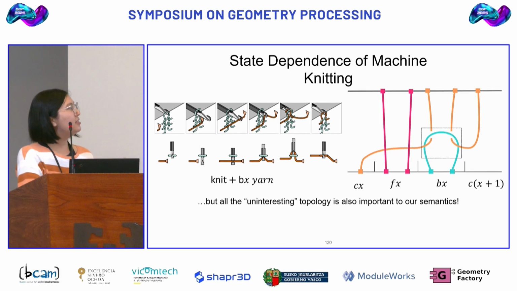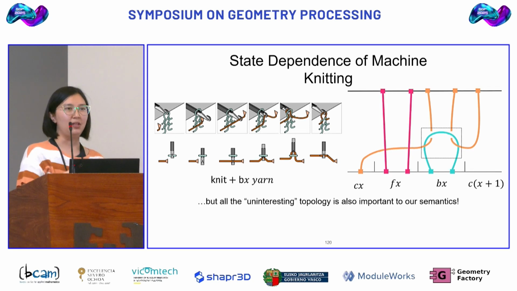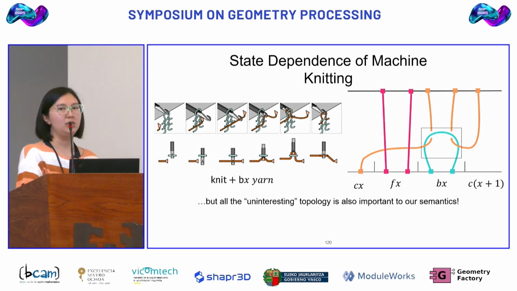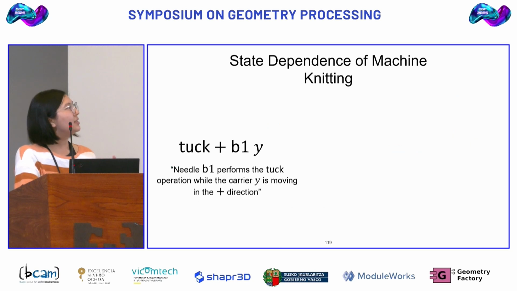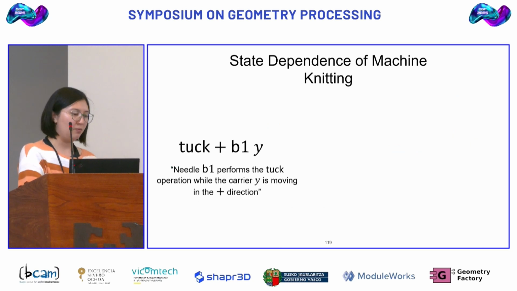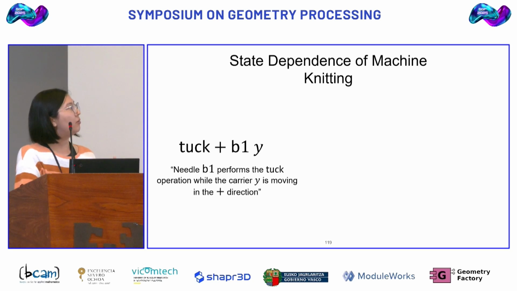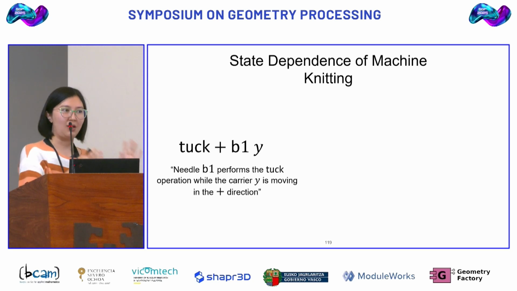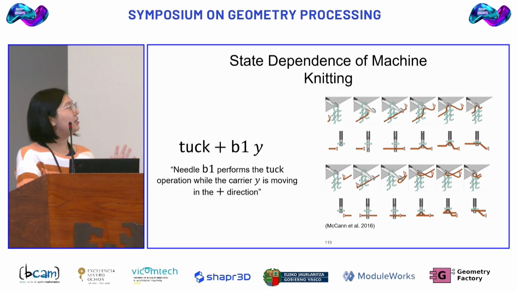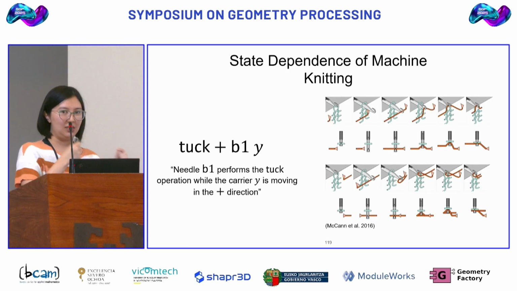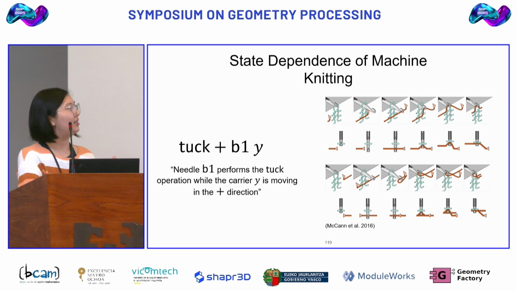But despite that, we still care a lot about the uninteresting topology, where nothing has necessarily changed, right? If I show you an object that is only like 3 loops wide versus 5 loops wide, those would be different from each other. So essentially, the semantics does depend on the underlying state of the machine. And perhaps even more tricky is that the way the knitting languages are specified is that there's additional state dependence, where because these operations are describing what the machine should do, depending on how the machine initially is before that operation is called, you can get very different topology.